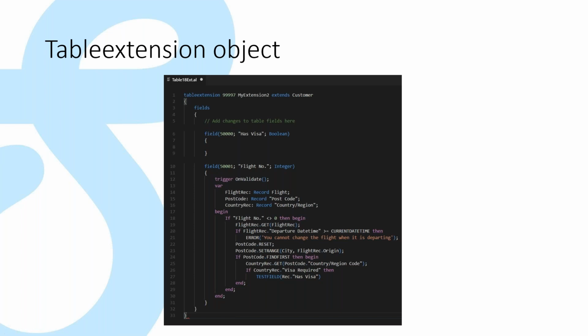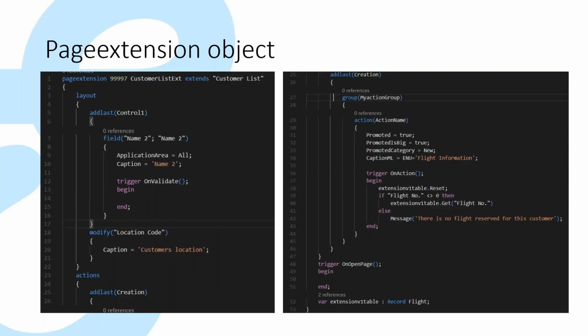Yeah, and one field has a trigger. Trigger has variables and some code. Same goes for the page extension. It's a new object type, and it is extending the customer list object. So we can see that it is extending a page object. And in the layout section, we can see that there are some new functions called add last and modify.